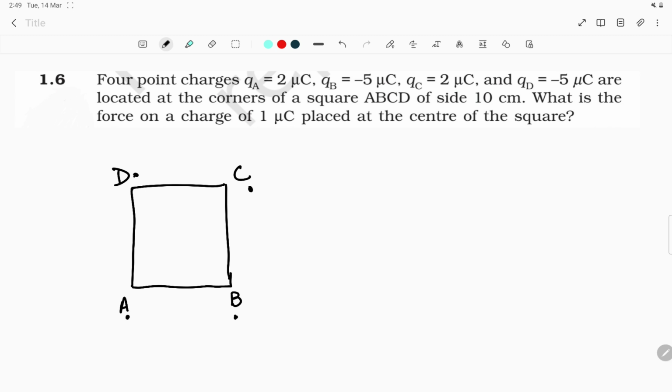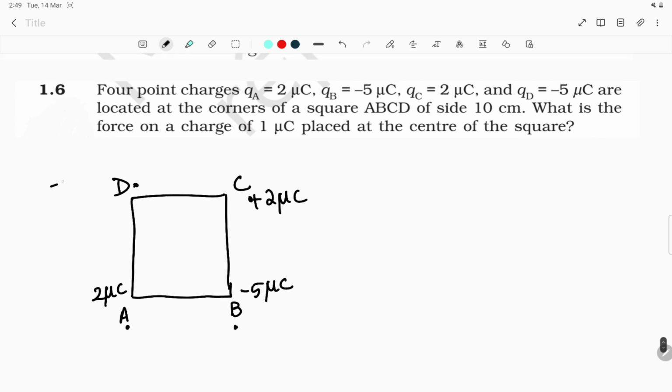So we have four point charges. QA is 2 microcoulomb, QB is minus 5 microcoulomb, QC is plus 2 microcoulomb and QD is also minus 5 microcoulomb. So the question asked here is, what is the force on a charge of 1 microcoulomb? So there is a 1 microcoulomb charge here. What is the force on this charge?